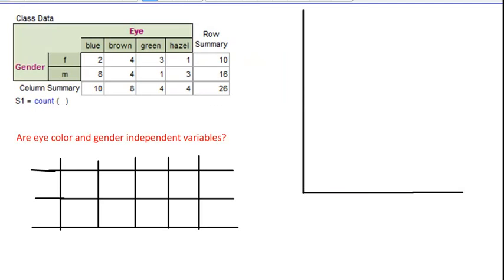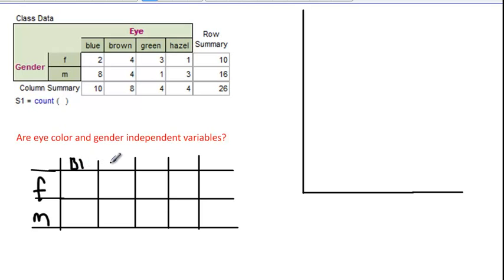Finally, we're going to be asked to determine if two variables are independent. In this case, we're asked, are eye color and gender independent variables? If they are independent variables, we would expect about the same distribution for each condition. So let's look at female and male, and do the conditional distribution of eye color for females, and then the conditional distribution of eye color for males.